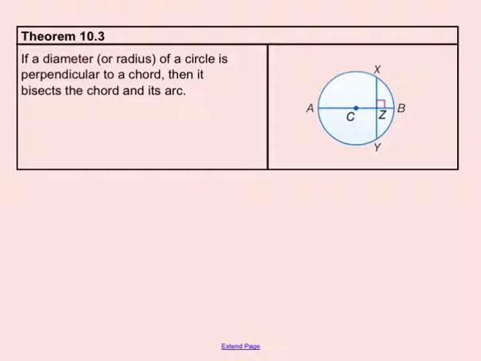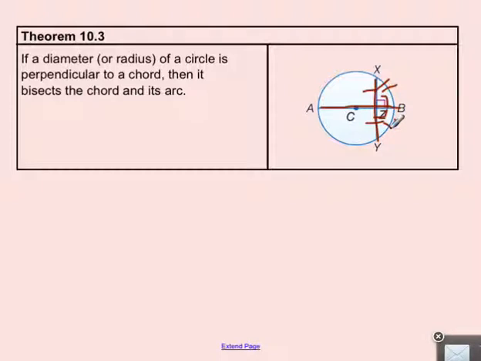Let's take a look at another theorem involving arcs and chords. Okay, so for theorem 10.3, if a diameter or a radius of a circle is perpendicular to a chord, so here's our chord here, and it's perpendicular to our diameter, okay, then it bisects the chord and its arc. So that means that this is congruent to this, and this is congruent to this. Okay, so that's going to help us in the future.